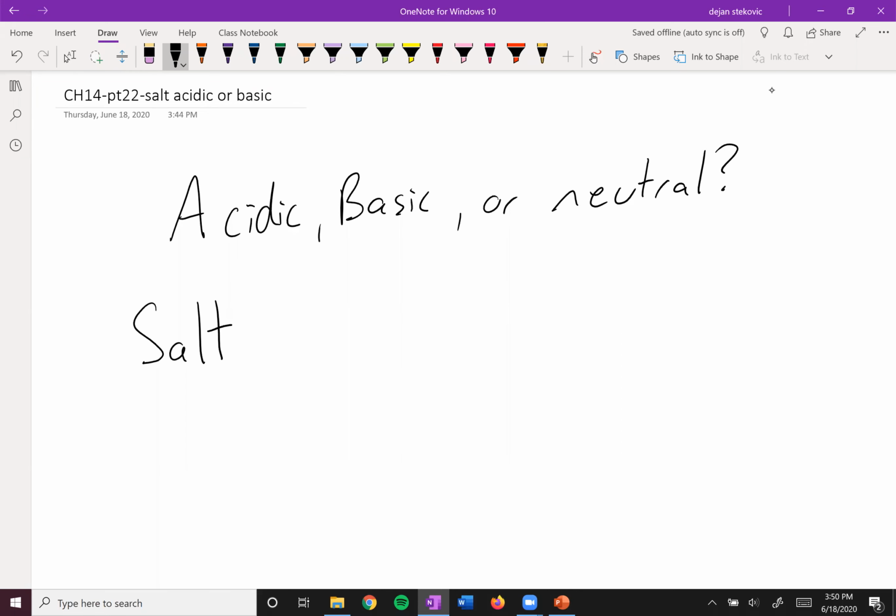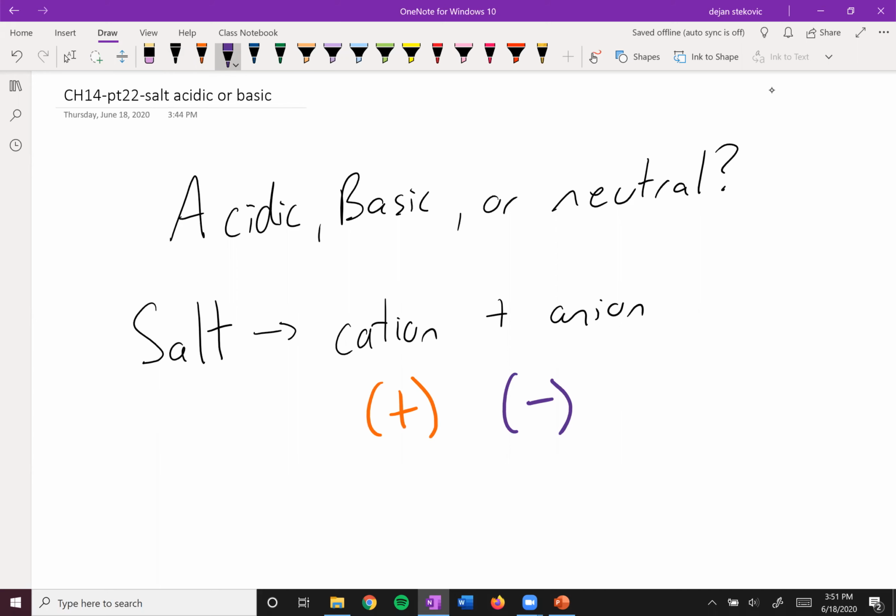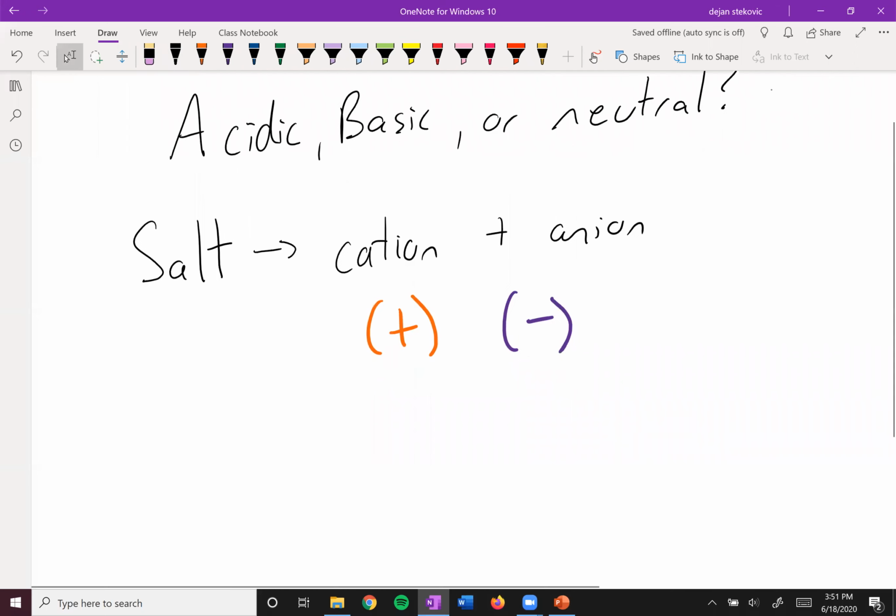All right, let's take a look at if compounds are acidic, basic, or neutral. In this case, we'll take a look at salts. So remember, salts are combinations of a cation, positively charged, plus an anion, which is negatively charged, right? So we have our cation, that's some kind of positive charge, and then the anion, which has a negative charge.